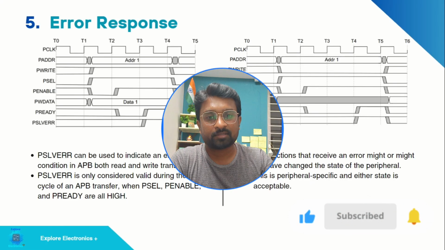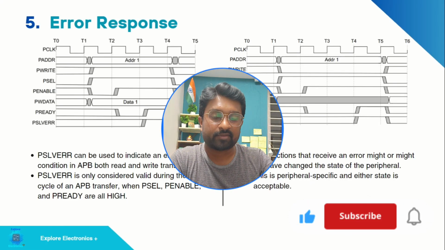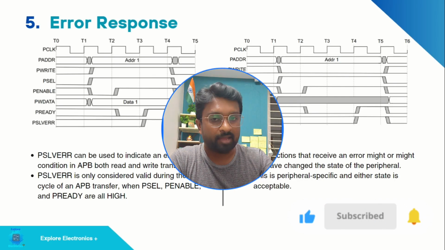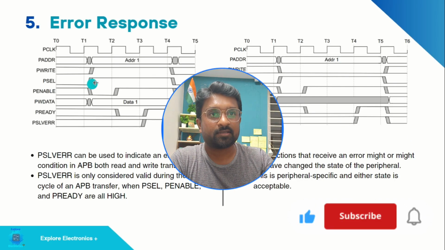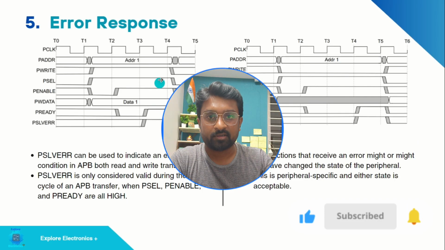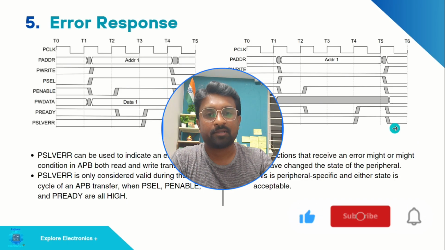Here we need to remember the three states: idle state, setup phase, as well as the access state. The very first thing is that PSELECT should be 1, the second thing is that PENABLE should be 1, and the third thing is that PREADY should be 1. Then only will the transaction be completed successfully.